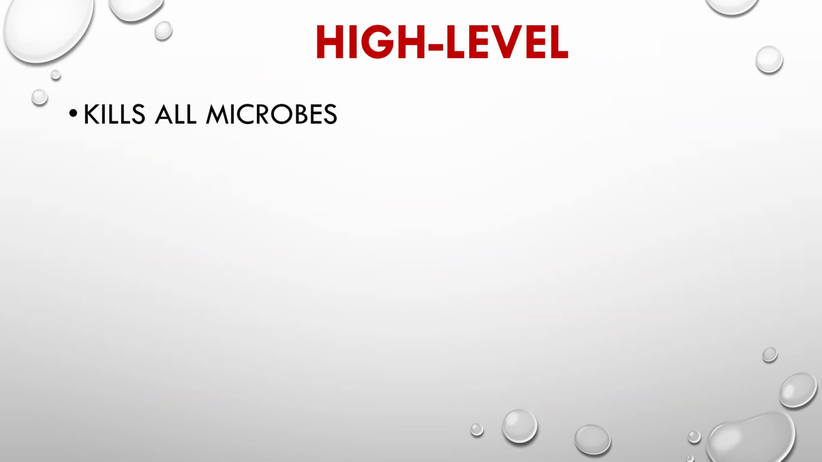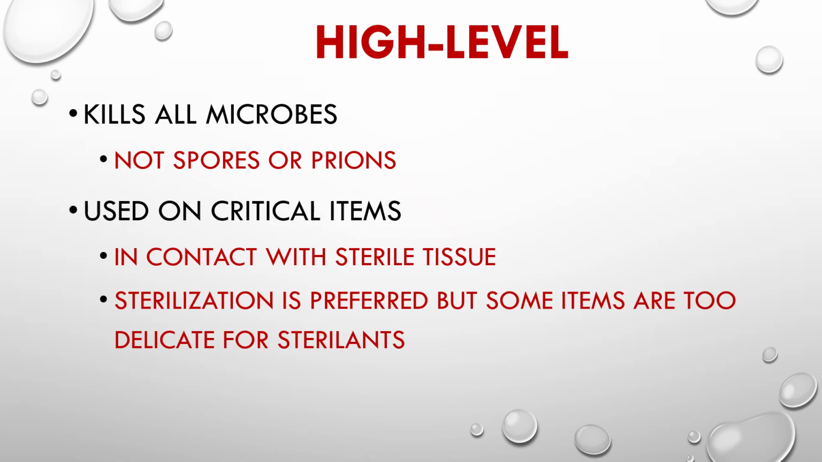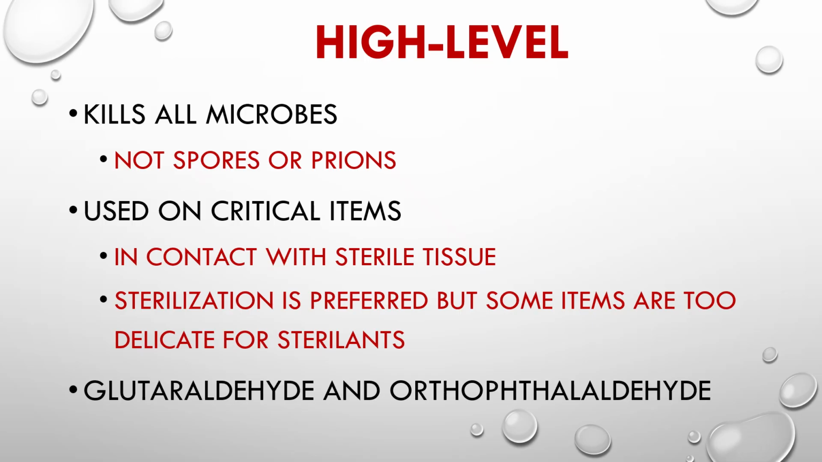Now our high level, our last one for this category or for this part of chapter 10. High level is actually going to sterilize things. It's going to kill all microbes. However, it does not get rid of the spores or the prions. So we do need autoclaves for that. This will be used on those critical items so they come in contact with that sterile tissue. And then the sterilization is preferred, but some items are too delicate, so they can't undergo all these chemicals being on them. They start breaking down. So then depending on their use, the low level or intermediate level is preferred.